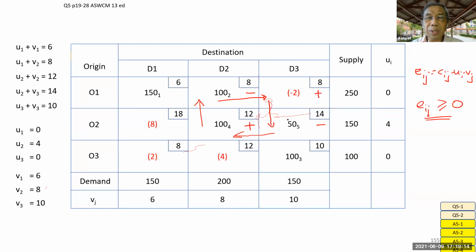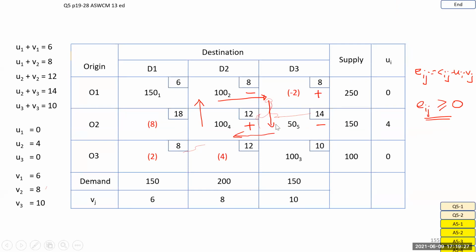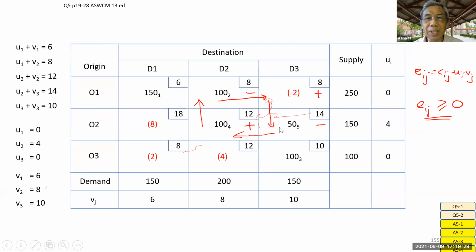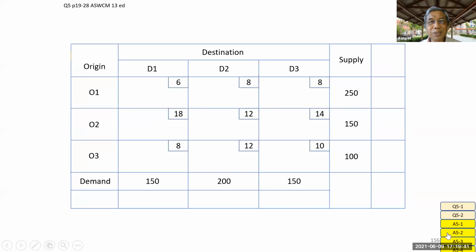How much are we going to subtract? We have two numbers here: one is 50, the other one is 100. We choose the minimum, 50. So now how to do that? We have to redraw the tableau. Draw one more, empty like this.